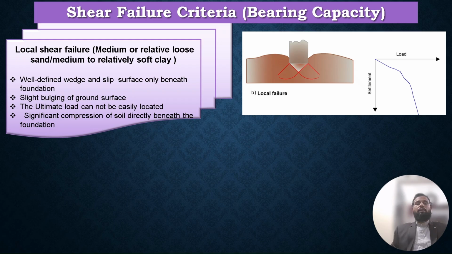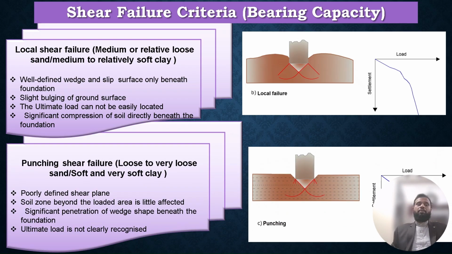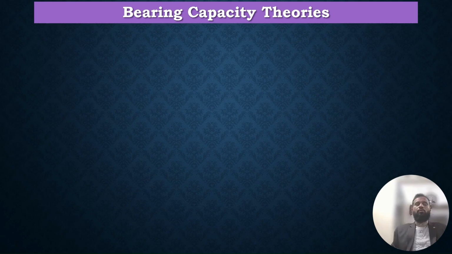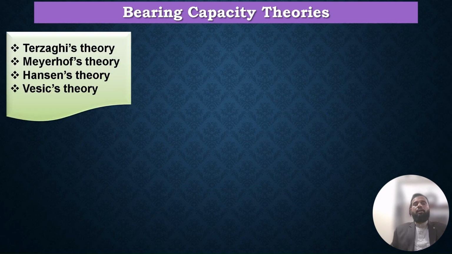It is slightly different: a well-defined wedge and slab surface is found only beneath the foundation. There is slight bulging, the ultimate load cannot be easily located, and significant compression of soil is observed just beneath the foundation. Punching shear failure is similar to that.